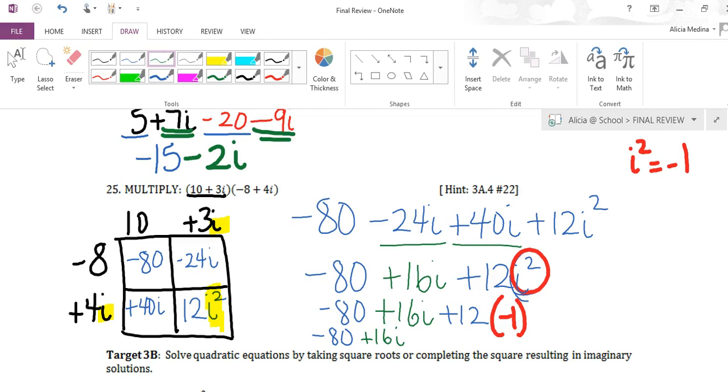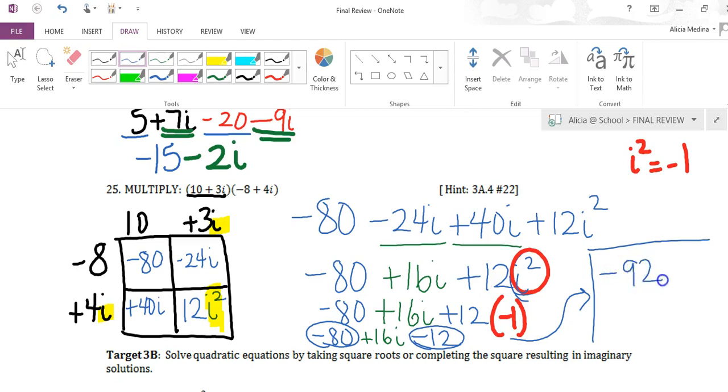but now I'm going to have a positive 12 times a negative 1, that's going to give me a negative 12. My like terms now are going to be negative 80 and negative 12. Write my answer over here. And that's going to give me negative 80 minus 12 is going to be a negative 92. Can't forget my 16i. So plus 16i.